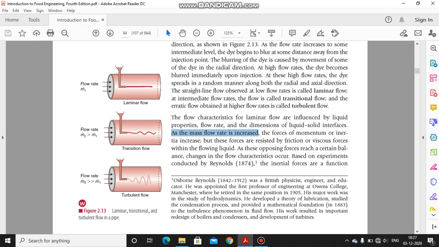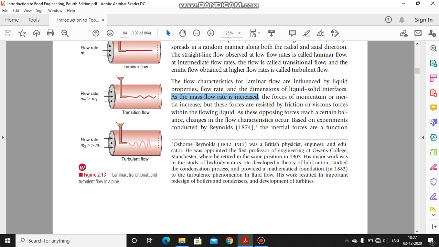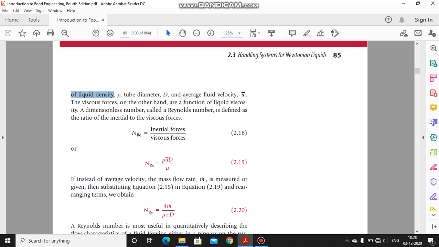After conducting this experiment, Reynolds concluded that the inertia forces are a function of the density of the liquid, the diameter of the tube in which the liquid is flowing, and the average fluid velocity, here indicated as u bar. And the viscous forces which are opposing the flow are a function of the liquid viscosity, that is mu. By this he defined a number which is called Reynolds number. This Reynolds number is the ratio of inertia forces to viscous forces.